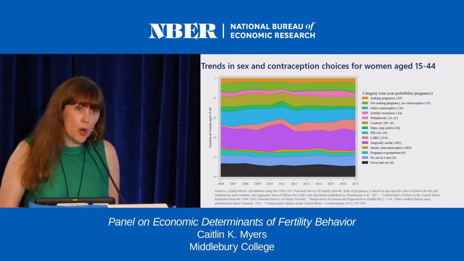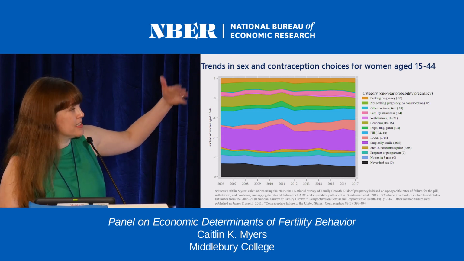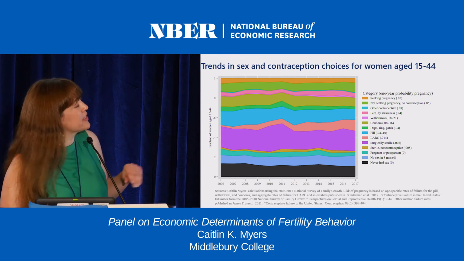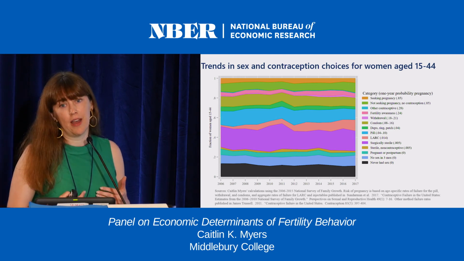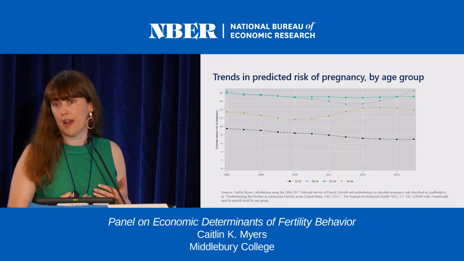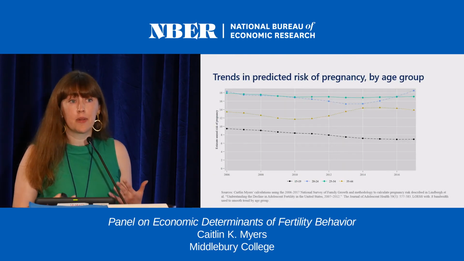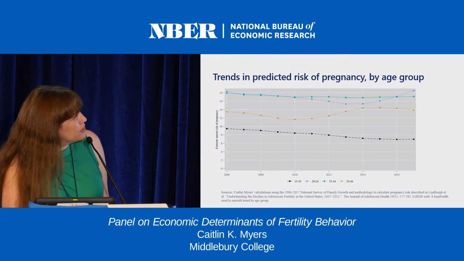And if people use multiple methods, although this just shows the first method that they report, and it's the most effective method, it's ordered by efficacy. If they use multiple methods, though, I'll actually multiply their failure rates by each other. So if they're using condoms and diaphragms, I will multiply those failure rates by each other and look at what's happening to the risk of pregnancy by age cohort. So here are trends in the predicted risk of pregnancy by age group.